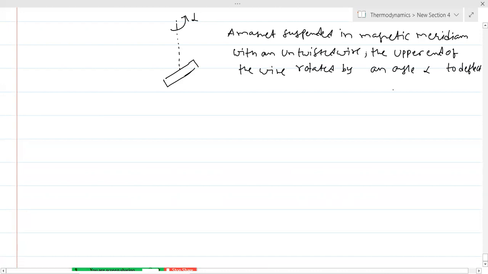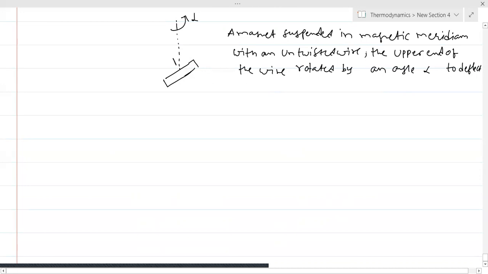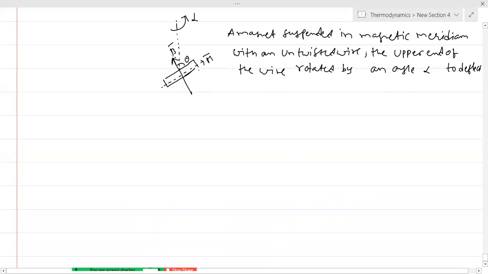So when the upper end is rotated by alpha, the bar magnet may not be deflected by the same angle because it is in the presence of an external magnetic field. For example, let us say this is some external magnetic field, B bar. So with the external magnetic field B bar, it makes an angle theta.